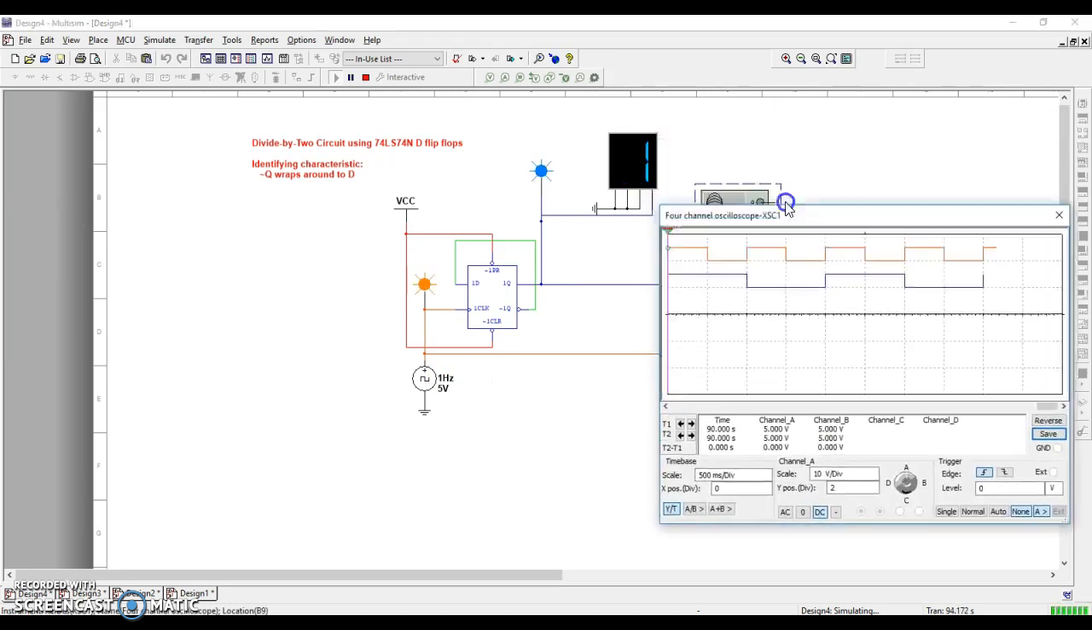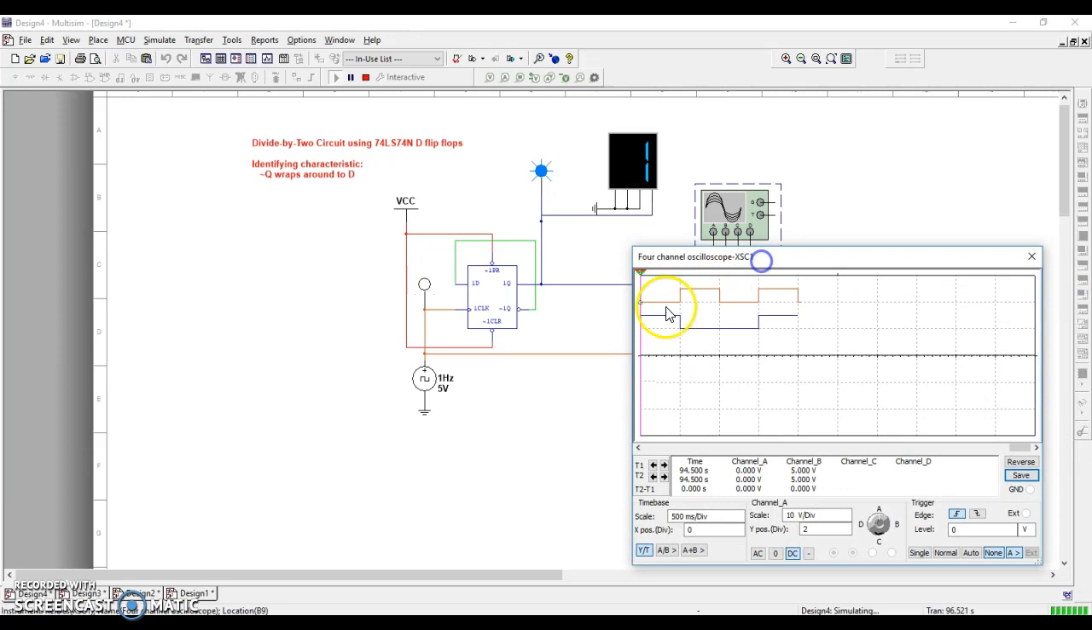if I open this up, we can see the orange and the blue signals here, okay? And notice everything's color-coded because I color-coded the wires. That's really simple to do. But you'll see that this thing is going on, off, on, off, on, off. And the blue is going on, on, off, off, on, on, off, off. In other words, the blue signal is oscillating at half of the frequency of the orange signal. Okay, so that's a divide by two circuit. Again, the identifying characteristic is Q0 wraps around to D.